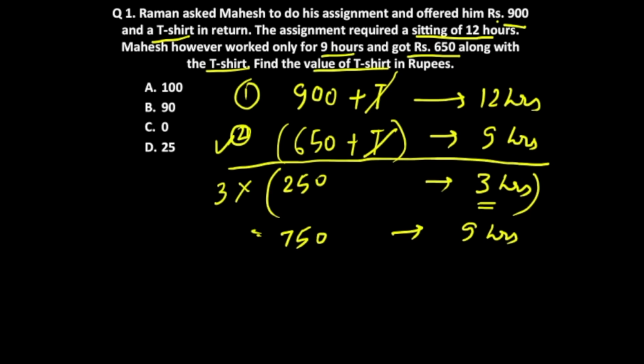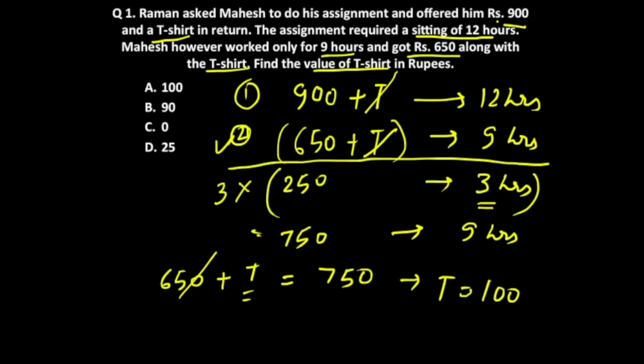So we know the value of 9 hours from there, that is 650 plus the t-shirt, and that gives you 750 rupees. So from here we know that the t-shirt's value can be found out to be 750 minus 650, that is 100 rupees, and that is your option A. This question has been asked in CAT, so we should not take it lightly, and it is a good question. So the answer is 100 rupees.